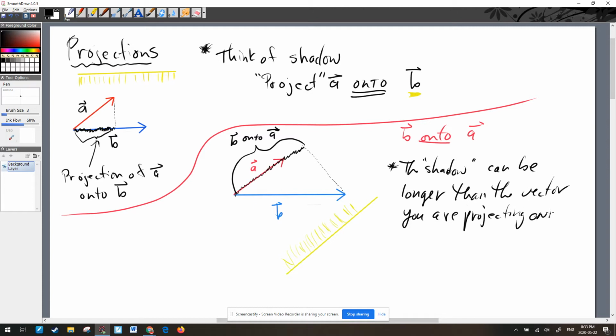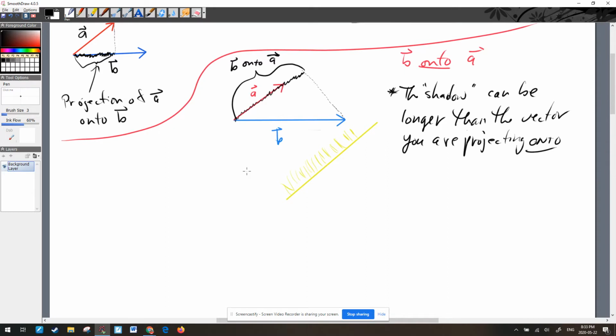So that's important. Okay, but notice the onto is really important because the onto tells me which one it's going onto, so which one I have to do the shadow onto. And in a moment, we're going to solve this for the actual numerical side of things, and the onto is going to come into play again. To calculate this, so to algebraically calculate.